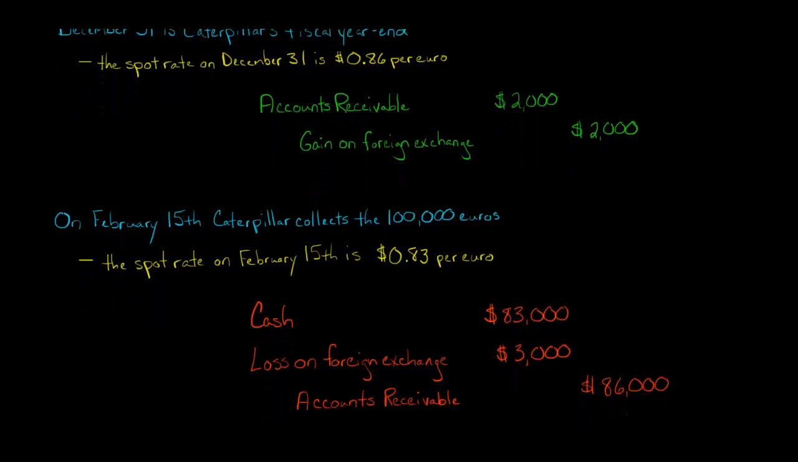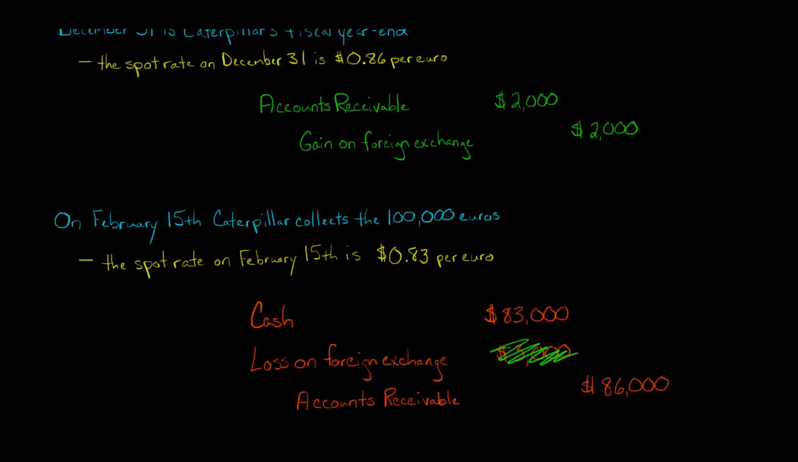So what we would have is we would debit cash for $83,000. And if you're wondering how we came up with 83,000, well, we're getting 100,000 euros times 83 cents per euro. So 100,000 times 0.83 is 83,000. We're assuming that Caterpillar gets the euros and immediately converts it to U.S. dollars. So we're going to debit cash, which increases our cash by 83,000. Now, ignore this for a moment. Now, we're going to credit the accounts receivable for $86,000.